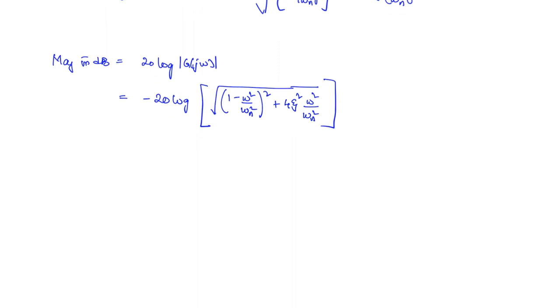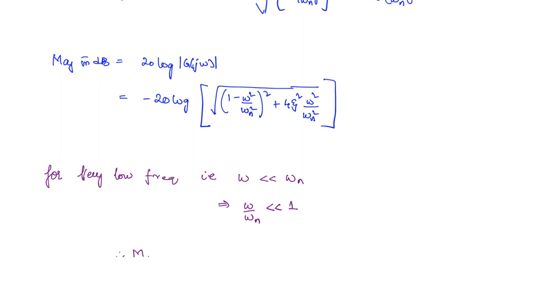What is that approximation? For very low frequency, that is omega is much less than omega n, omega by omega n is much less than 1. So now what will happen? Here you have 1 minus omega square by omega n square. This term will become negligible with respect to 1. Here also you have omega square by omega n square, and zeta is anyways less than 1, so this term will also be negligible as compared to 1.